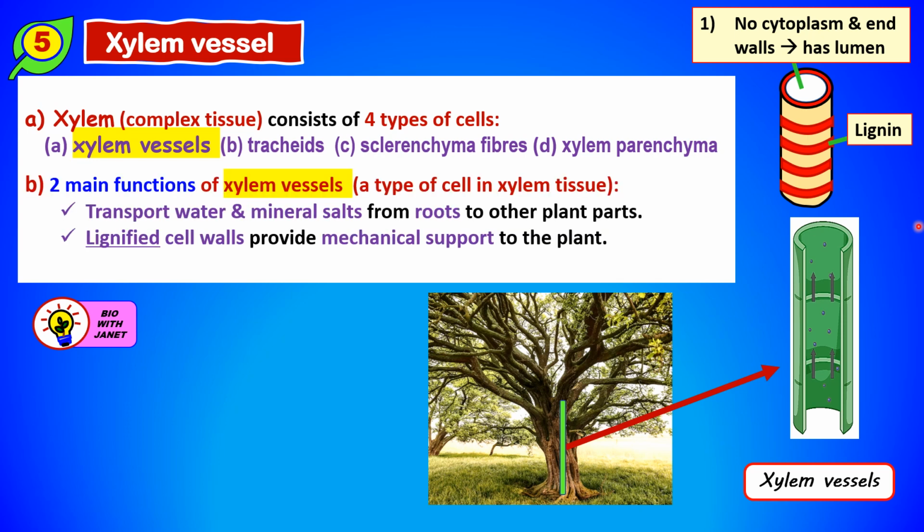Right? So 2 main functions of xylem vessels, which are a type of cell in the xylem tissue, are to transport water and mineral salts from roots to other plant parts. Okay, so generally they don't have cytoplasm inside the cell. They have an empty, hollow space here in the cell. The cell is hollow to transport water efficiently through that. All right, no cytoplasm and also no end walls. Okay, at the top or bottom, so the water can flow from one xylem vessel to the next continuously.